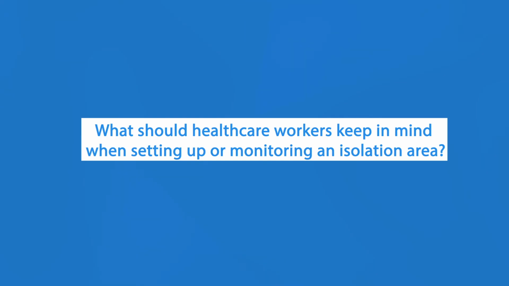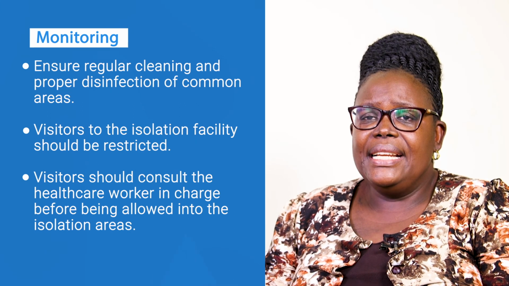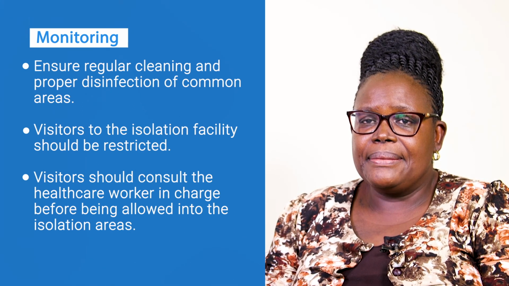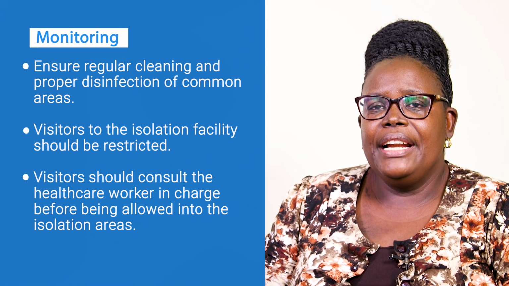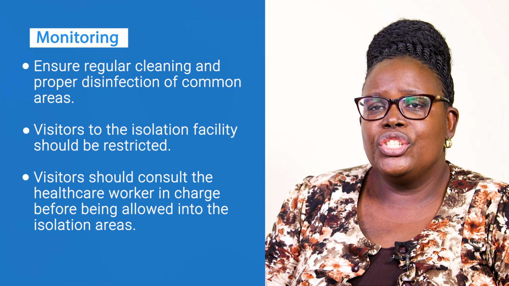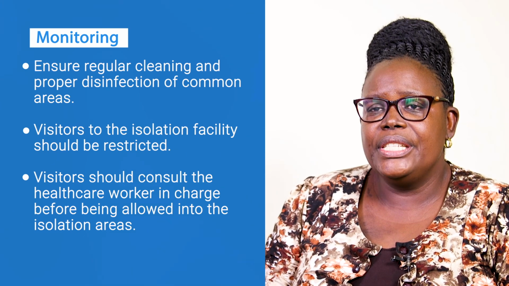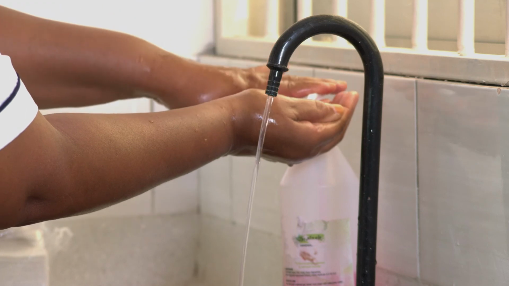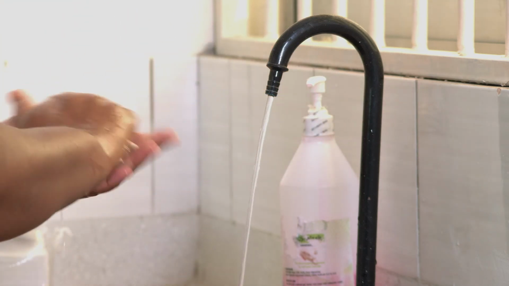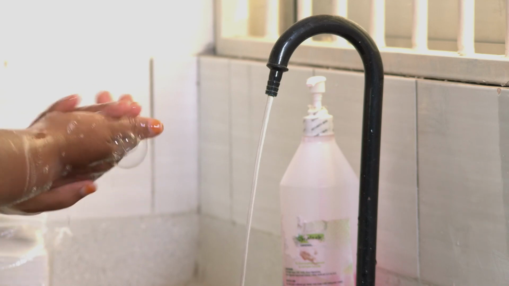out of the room. What other considerations should healthcare workers keep in mind when setting up or monitoring an isolation area? Ensure regular cleaning and proper disinfection of common areas. Visitors to the isolation facility should be restricted. For unavoidable entries, visitors should be instructed on and use PPE according to the hospital guidelines. They should use hand hygiene practices prior to entry into and exit from the isolation area. Visitors should consult the healthcare worker in charge before being allowed into the isolation area.